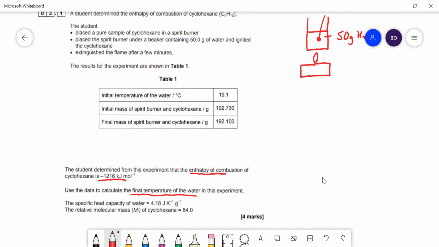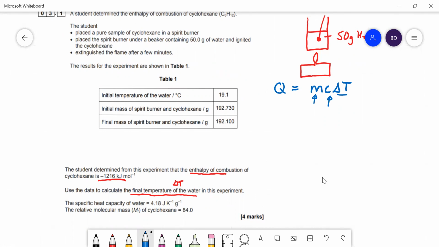So we have to find out the temperature increase, delta T. Right, so how are we going to do that? Well, we are going to have to use the following equations. We need to know Q, the quantity of heat released in the experiment. That's equal to mc delta T. Now m is the mass of the water, c is the specific heat capacity of the water, and delta T we don't know.